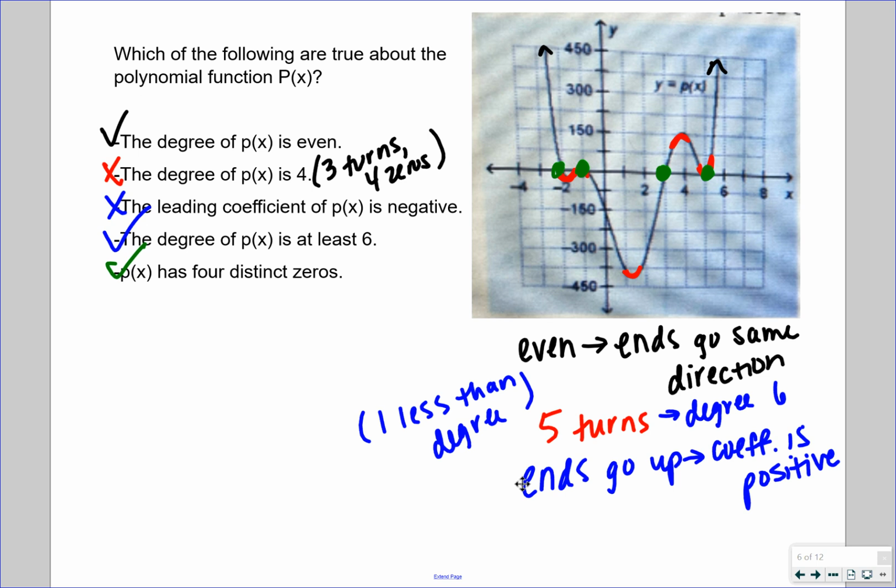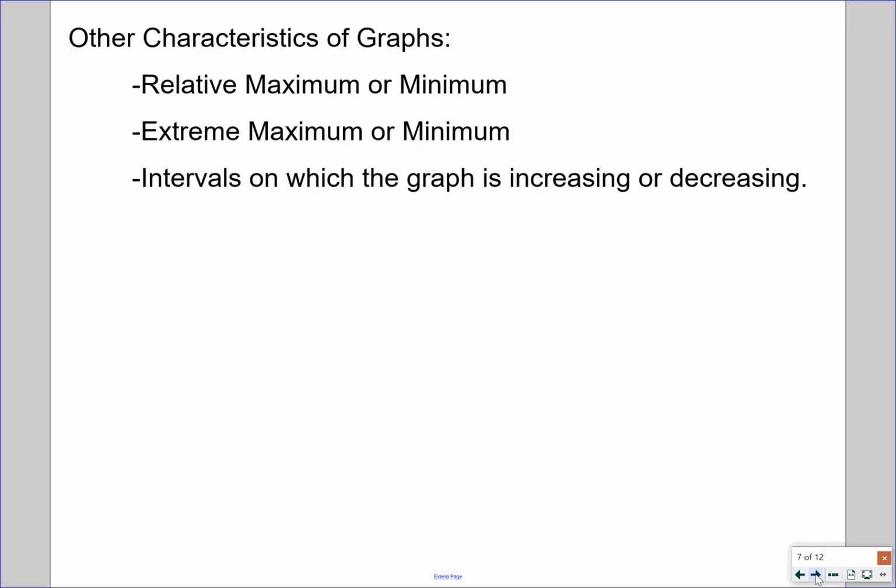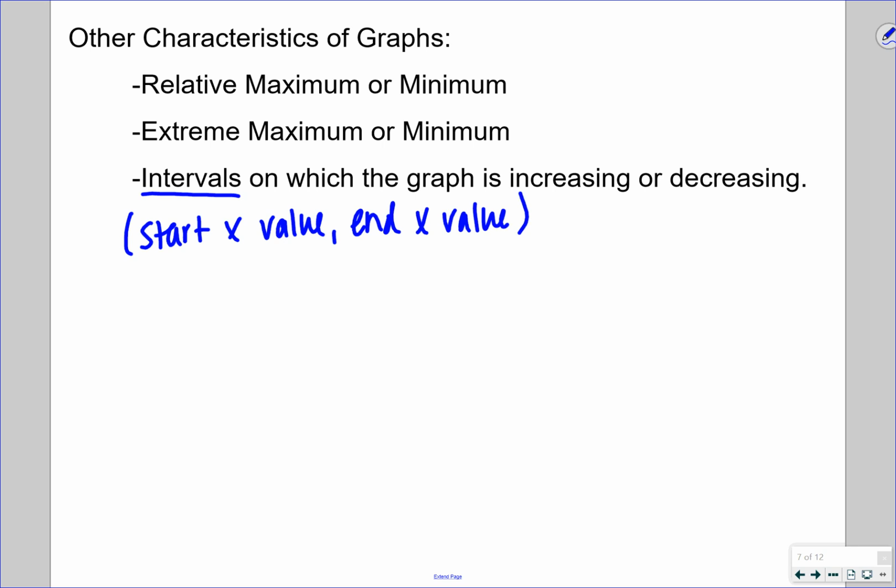So these are just different types of problems that I could ask you about. Okay, so these we've actually already done. We did these in the beginning of the year in chapter 1, but these are the other graphing characteristics: relative and extreme, maximum and minimums, and then increasing and decreasing. We already did increasing and decreasing. Remember, an interval is from a starting x value to an ending x value. It looks like a coordinate, but it is an interval. And the difference between a relative and extreme, maximum, minimum, is that the extreme is the absolute top and bottom, whereas a relative is just a high or low that happens in between.